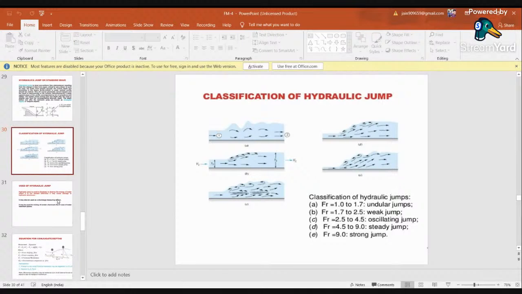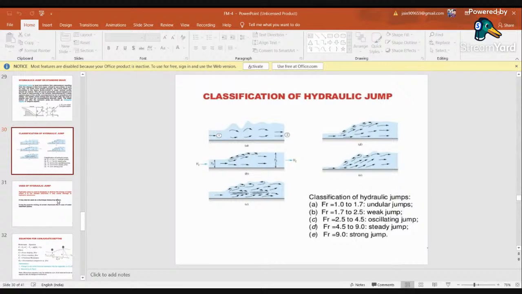This type of jump occurs when your bed surface is quite rough and particles tend to move in one direction with heavy velocity and turbulence. Frictional losses are more in this type of jump, because the pipe surface is rough. The next type of jump is a strong jump, which has a Froude number greater than or equal to 9.